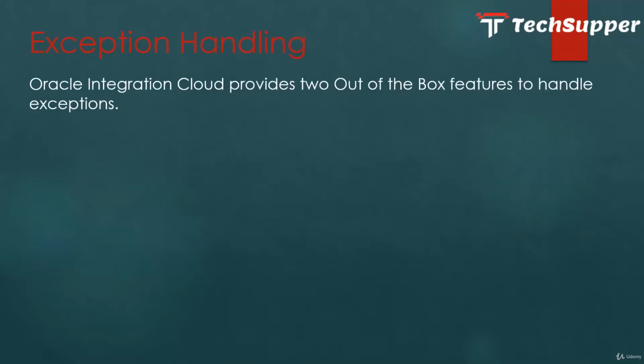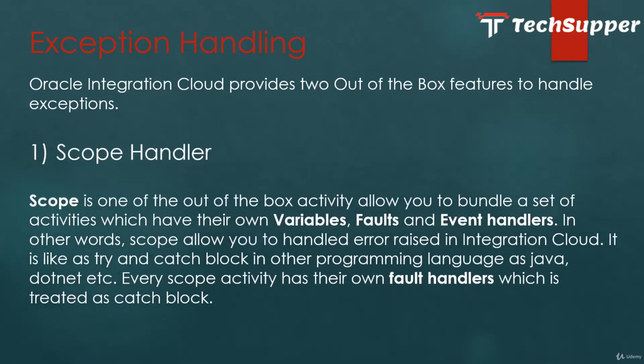Oracle Integration Cloud provides two out-of-the-box features to handle exceptions. One is the scope handler and the second is the global fault handler. What is a scope handler? Scope is an activity provided in Integration Cloud which allows you to handle exceptions. Scope is one of the out-of-the-box activities that allows you to bundle a set of activities which have their own variables, faults and event handlers. In other words, scope allows you to handle errors raised in Integration Cloud.